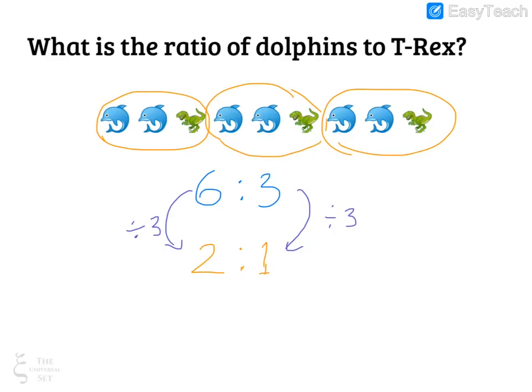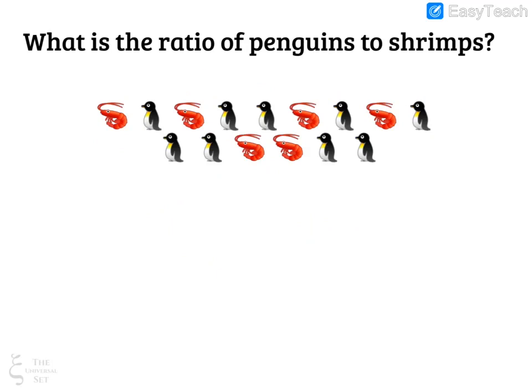One more like this then. This one is asking me, what is the ratio of penguins to shrimps? Penguins is the word that's coming first again here, so I'm going to have to count the penguins first. I've got 1, 2, 3, 4, 5, 6, 7, 8, 9 penguins. So that's going to come first, 9 penguins. Shrimps was the second word, so how many shrimps have I got? 1, 2, 3, 4, 5, 6.